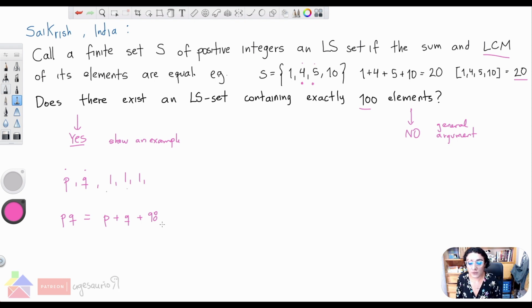So this is a simple factoring trick. We add 1, so this would be p minus 1 times q minus 1 equals 99, which could be 11 times 9, right? But then p would be 10, q would be 8. That's not exactly useful.